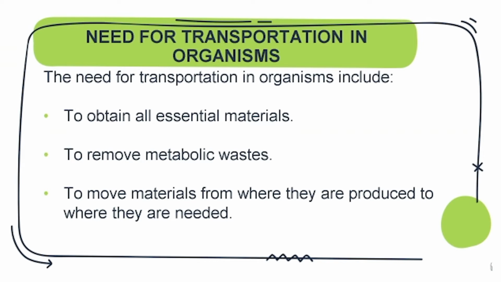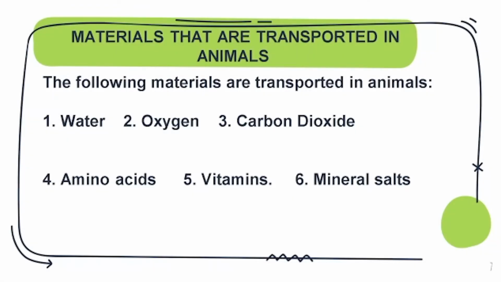And lastly, transport system is needed to move materials from the point of production to where they are needed. That is another reason for transport system in organisms. What are these materials that are moved from one place to another? There are many materials, but we're looking at just a few of them. And these are water, oxygen, carbon dioxide, amino acids, vitamins, and mineral salts. These materials are constantly moved in the body of organisms.